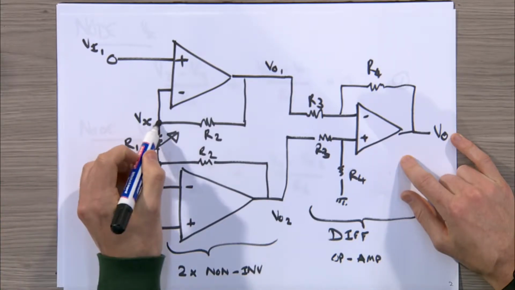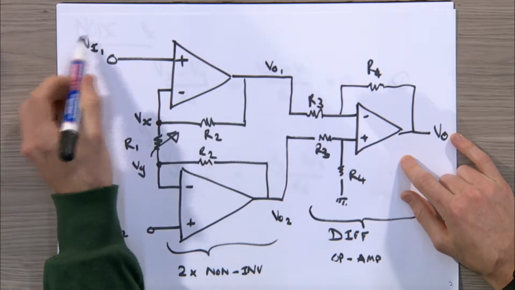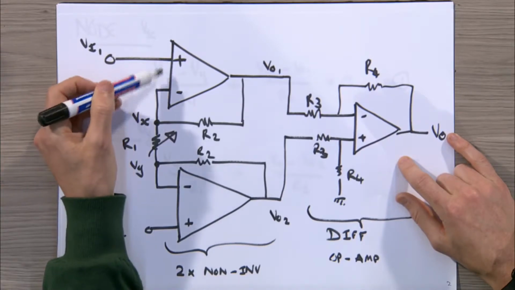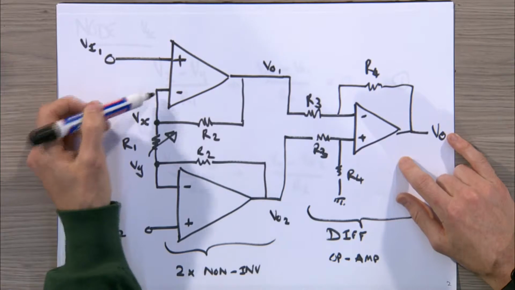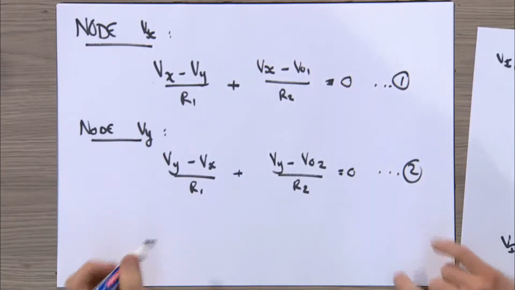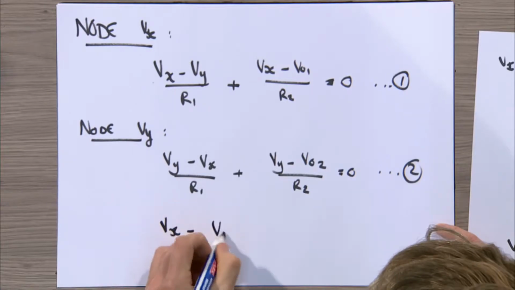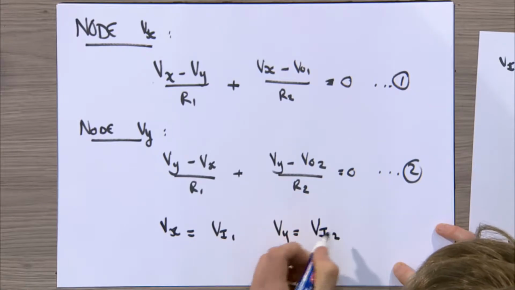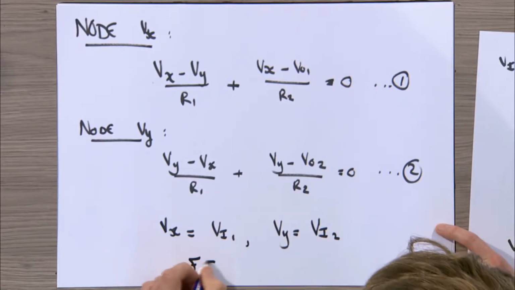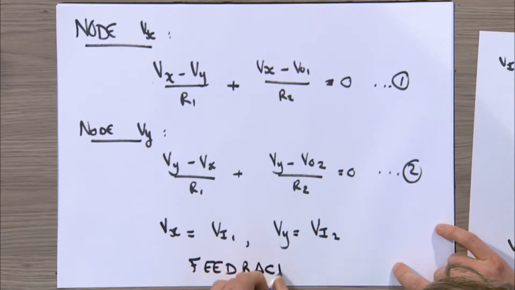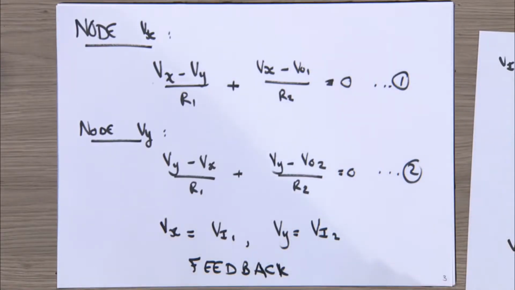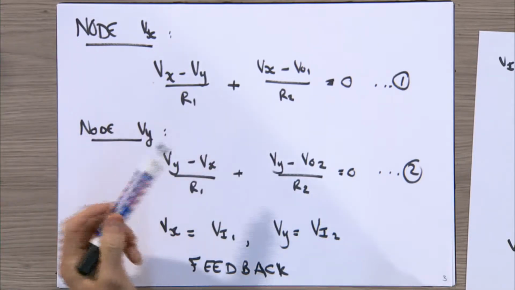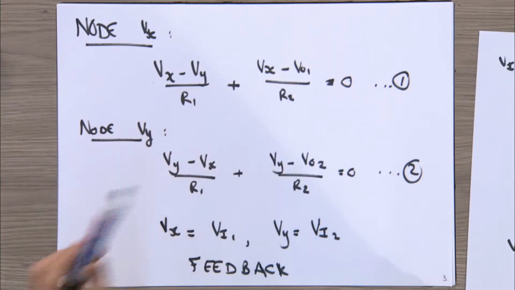Therefore, we know that this voltage Vx will be equal to our input voltage. That's because of the property of operational amplifiers that these two terminals are forced equal if there's negative feedback. So we can say that Vx is equal to Vi1 and Vy is equal to Vi2. This is because of feedback. Let's put these two into our equations and rearrange a little bit so we get expressions for Vout1 and Vout2.